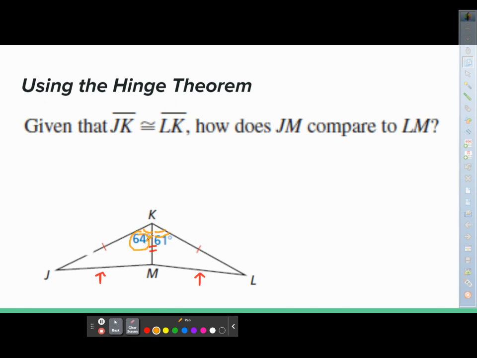Okay? All right, so since this one's your bigger angle, Natalie S., which side would be my bigger side? Say that again. That would be an angle, JKM. What side would be bigger? Yeah, the JM would be bigger. Okay, so that means that the length of JM is greater than the length of LM.